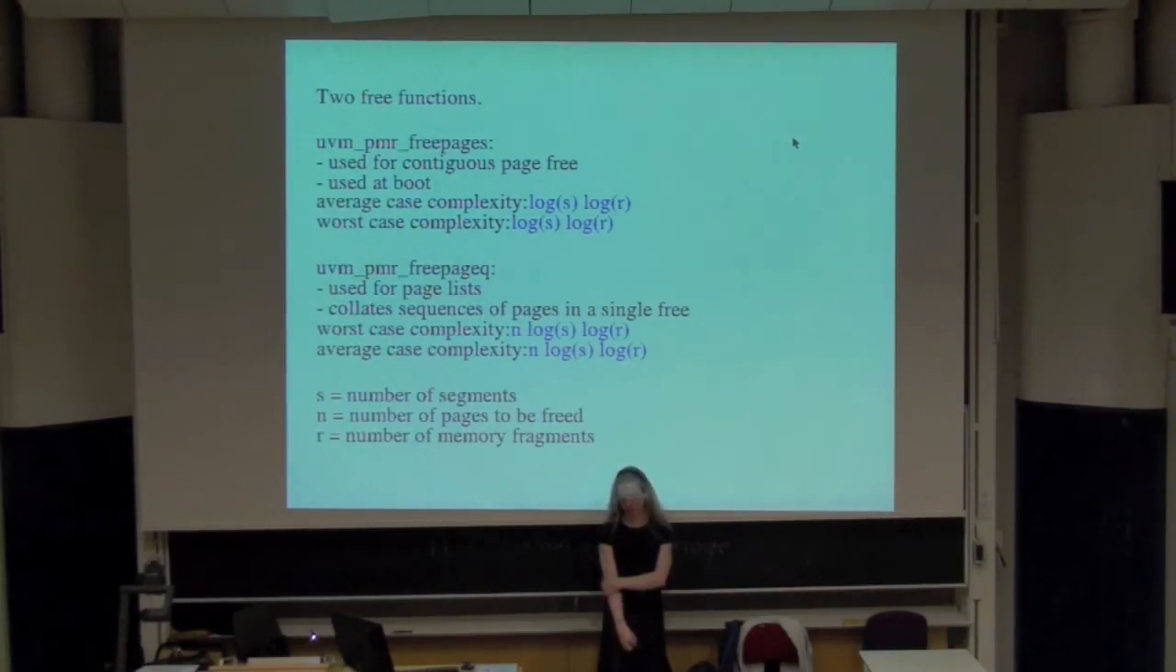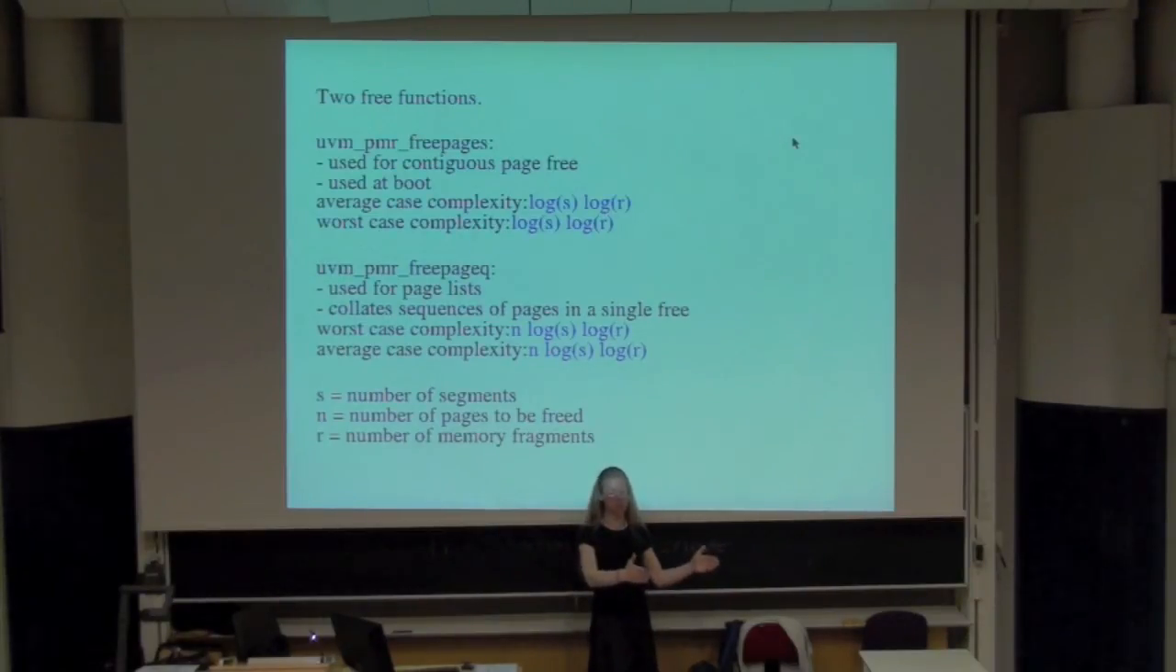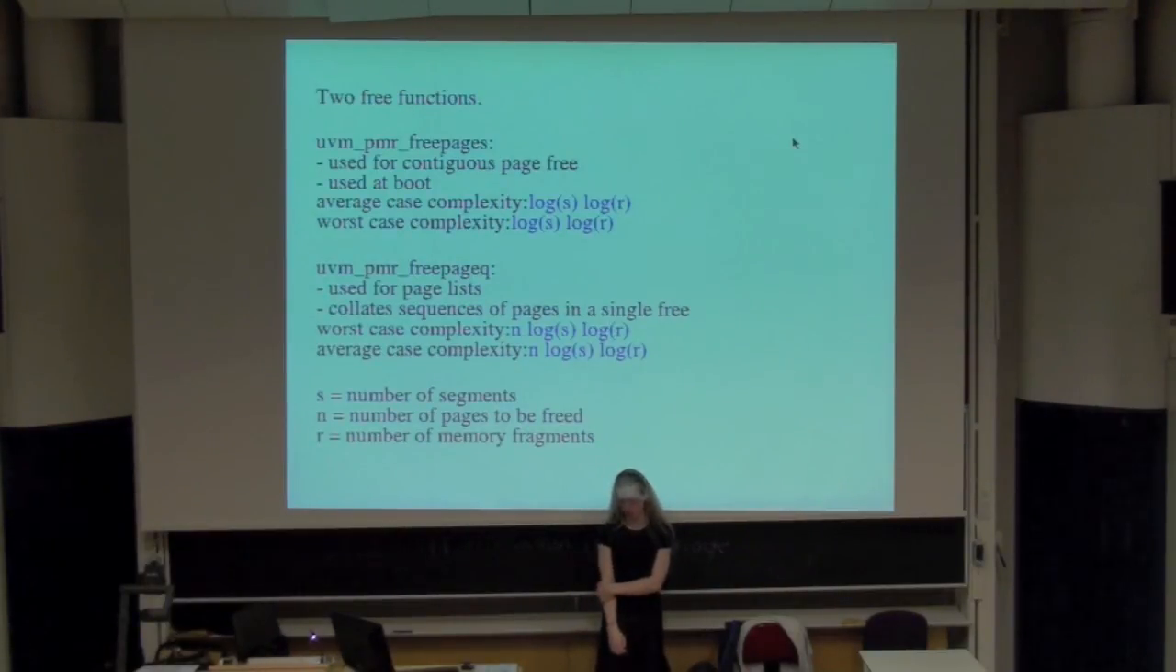Then we have free page queue, which takes a list of pages, which may or may not be contiguous, and frees them in one go. This function is slightly more expensive because it groups the pages into fragments and then frees them using the same method that uvm_pmr_freepages uses. So basically it has an extra complexity factor of n, which is the number of pages.